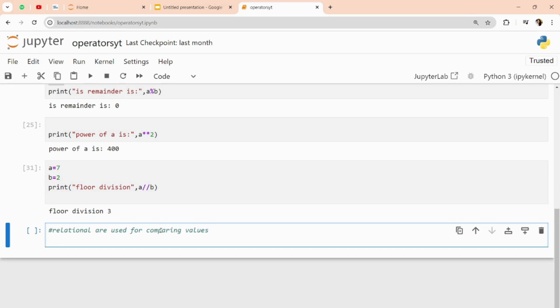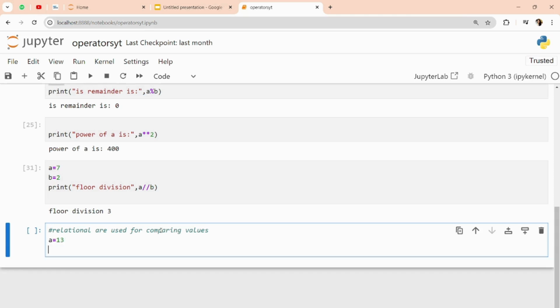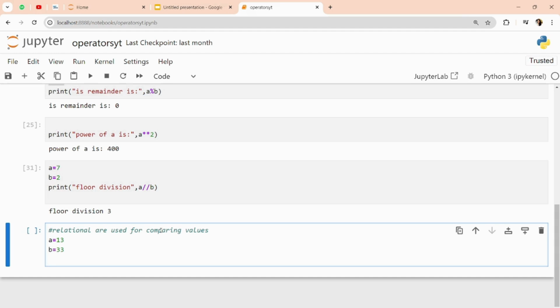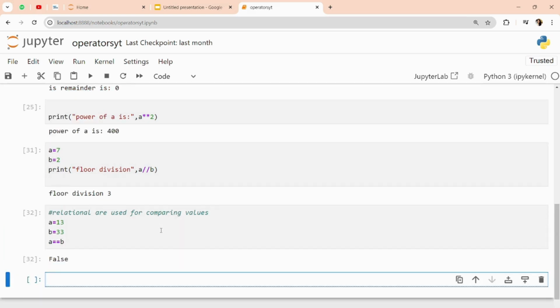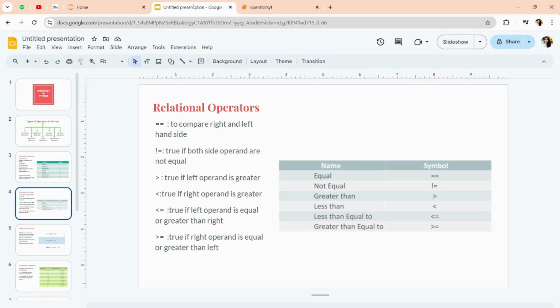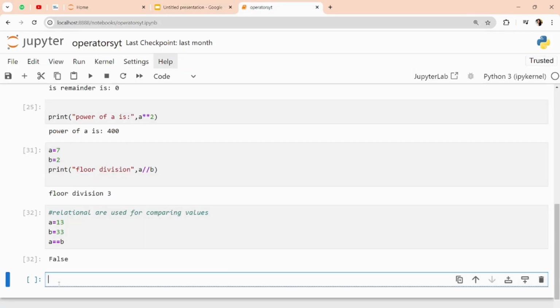So let's take A and B again. I will take A as 13 and B equal to 33. The first one is double equals to. Is A equal to B? No, it gave you false. So it returns true or false according to the condition we have provided. Now let's check another condition, is not equal to. Yes, 13 is not equal to 33, so it will now give you true.